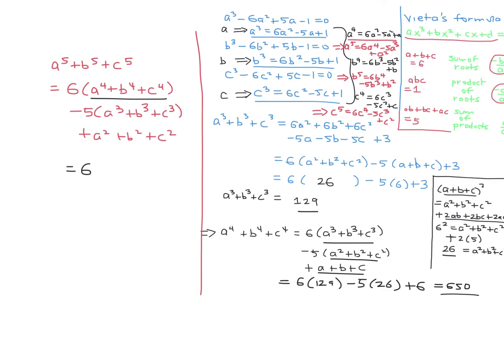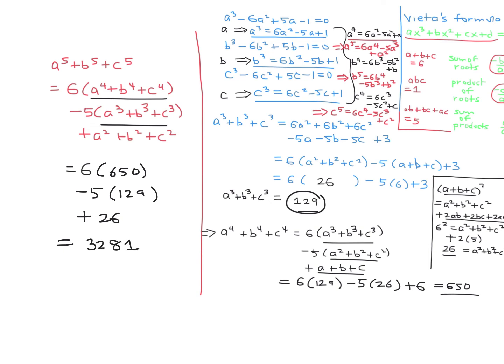And so that is 6 times 650 minus 5 times this, I think I got it somewhere, 129. And then plus a squared plus b squared plus c squared, it was here, it was 26. And then when you crunch out these numbers, you get 3281. And that is what a to the power of 5 plus b to the power of 5 plus c to the power of 5 is equal to.